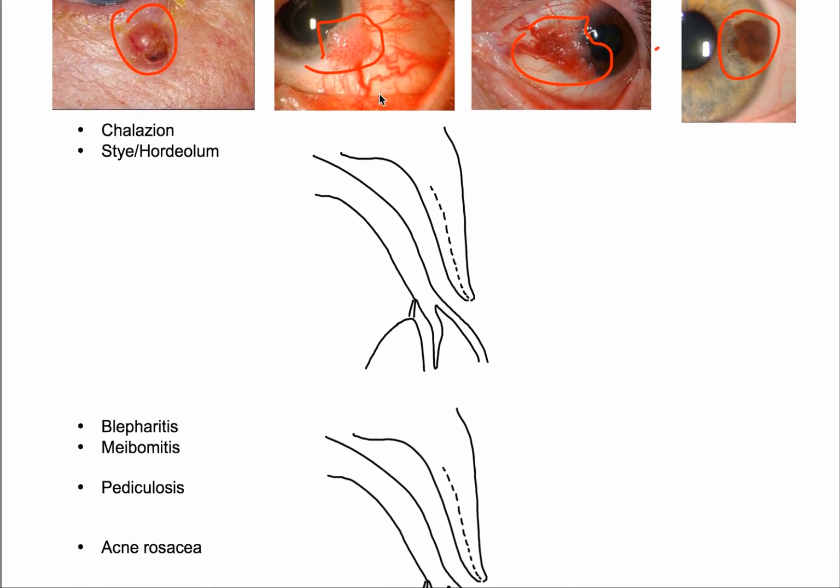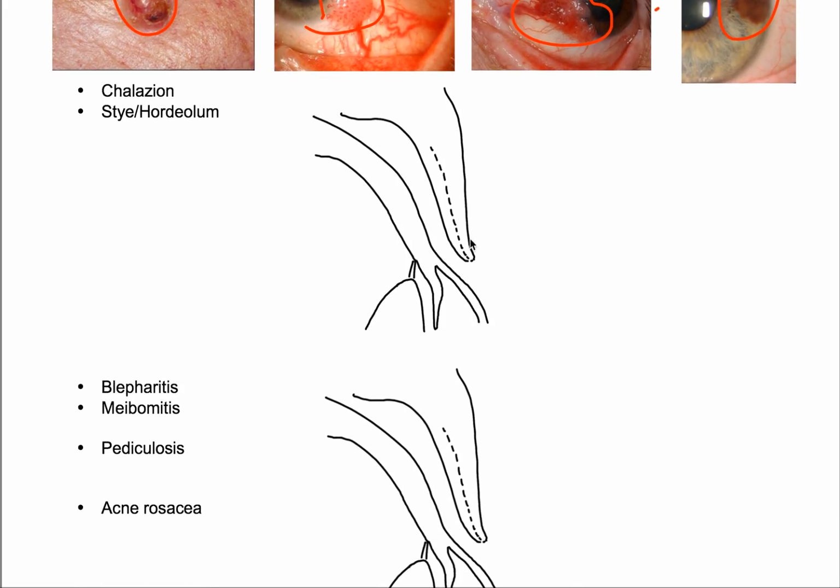Chalazion is a long-term or chronic kind of granulation tissue that forms usually after an acute infection affecting some of the glands that produce oil, anterior or posterior to the gray line. Stye, or hordeolum, refers to an acute infection on the eyelid.